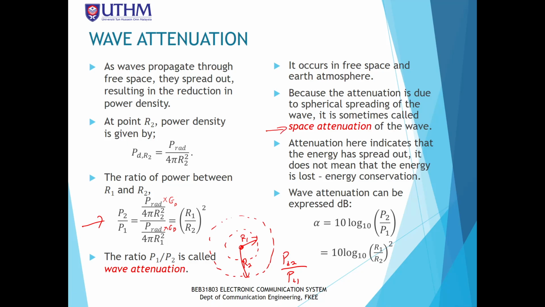We can express this wave attenuation parameter in terms of decibel. The parameter alpha is equal to 10 log of power density 2 over power density 1, which is equal to 10 log of R1 over R2 square. You see that R1, when we do the division, goes to the upper side, so it's going to be R1 over R2 square.